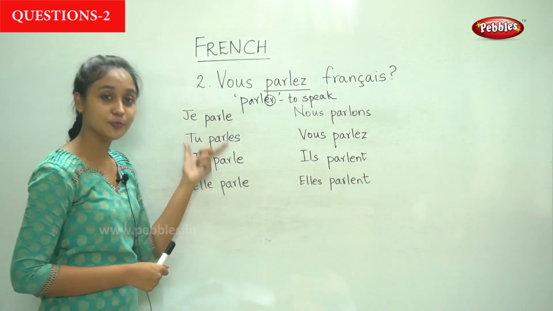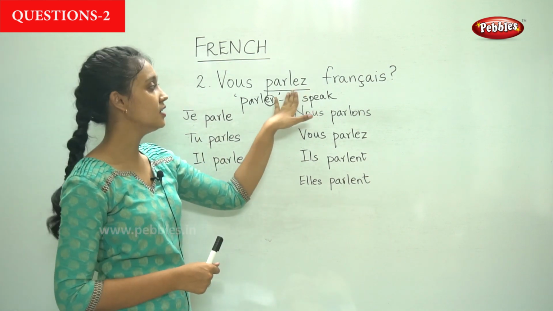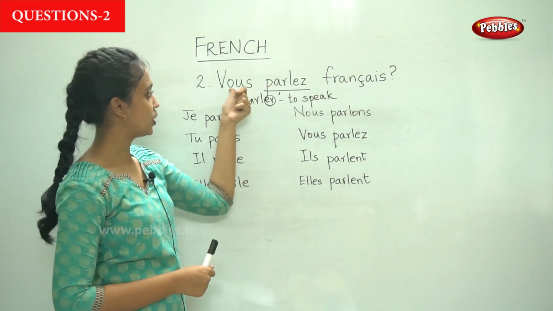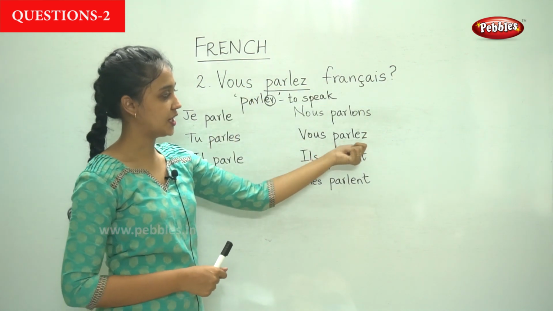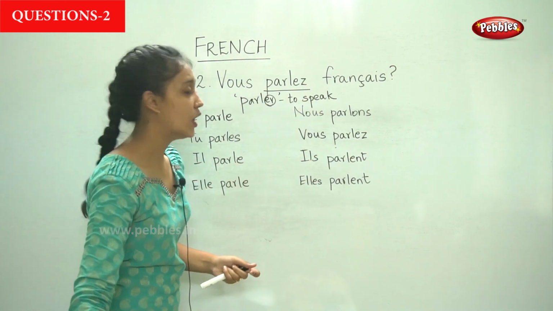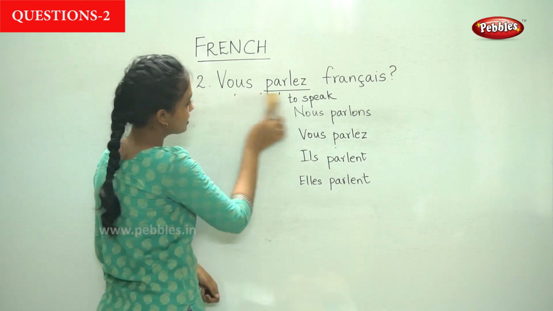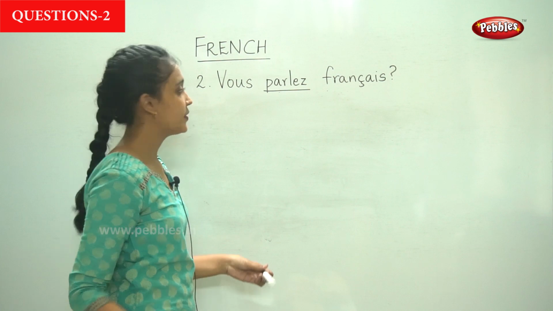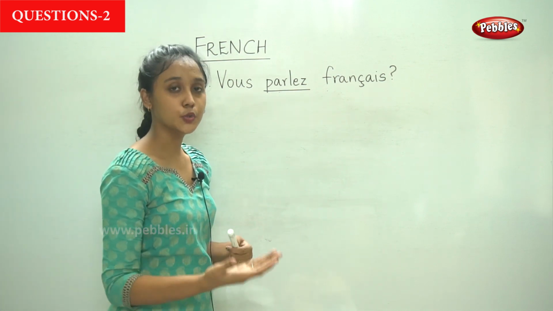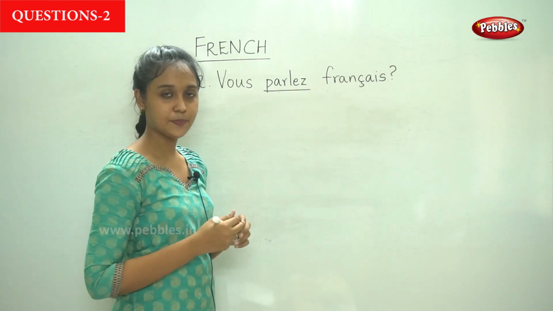So I hope you remember this conjugation, and we can use this in this question. So vous parlez français, because it is vous, we conjugate it like this. You speak French. Now let us try to ask this question in different situations. If you are asking a group of people, do you speak French? You say, vous parlez français.